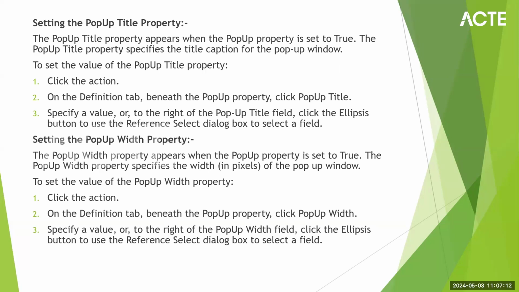click on the ellipsis and use it. If you have a value directly, you can give the caption title directly. If not, then you can map it to any of the fields in which the caption is already created.